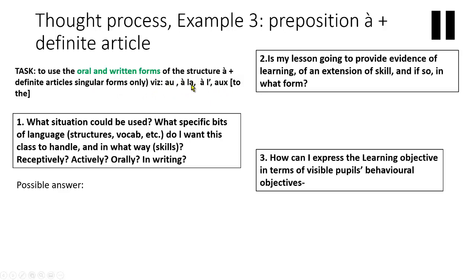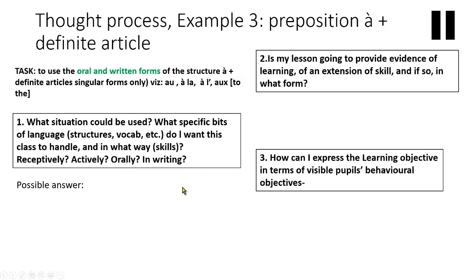Au, to the, à la, to the, à l', to the, or aux is to the. All of those mean to the, but we know that au is for the masculine, à la if it's feminine, à l' if it's a vowel or an H, and aux if it's plural. So imagine that I haven't got the singular forms only. What situation could you use? What specific bits of language? Receptive, active, orally, what is it?